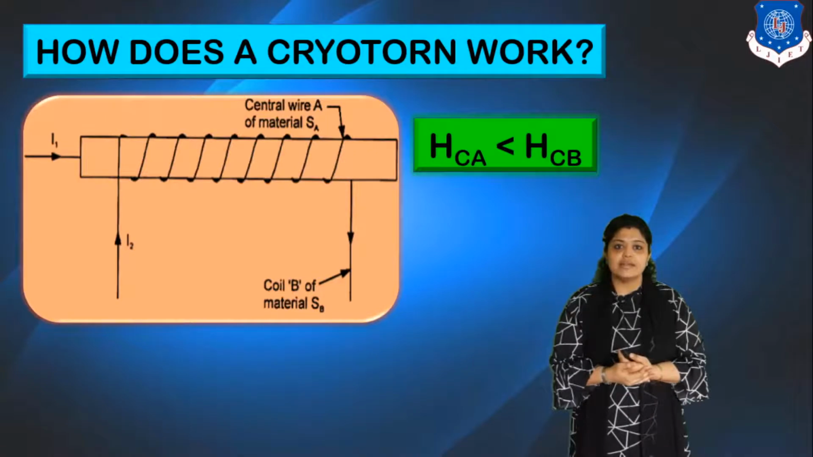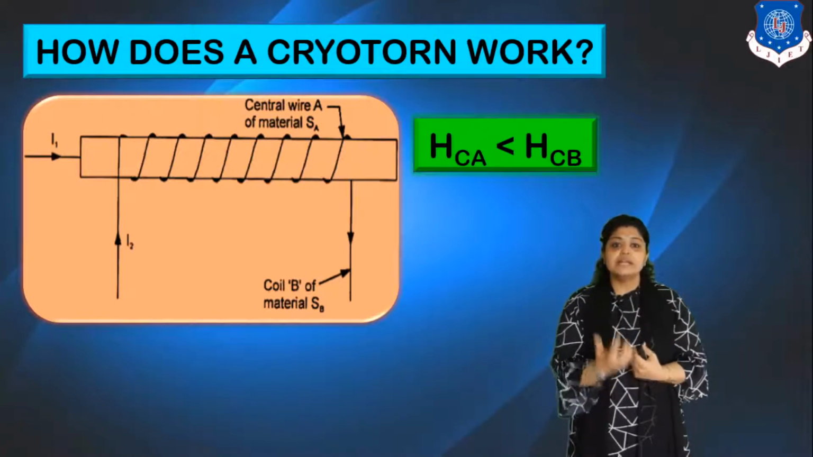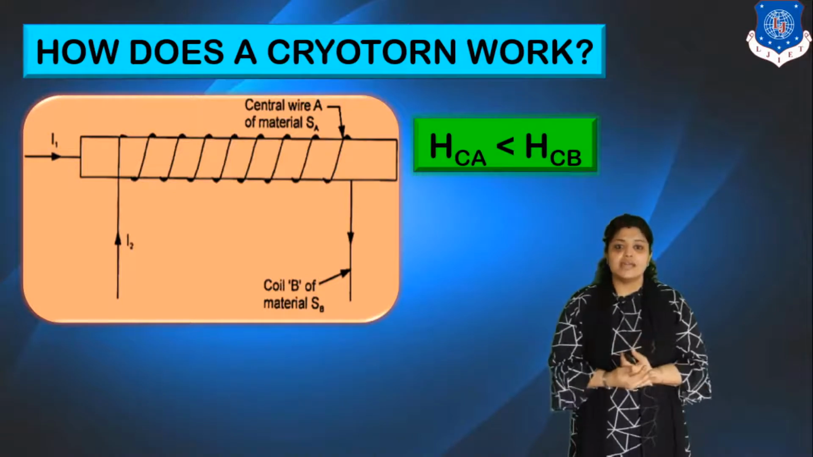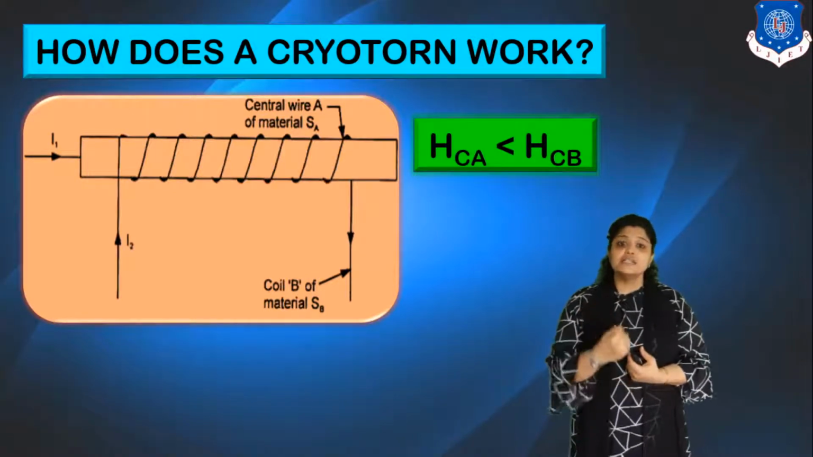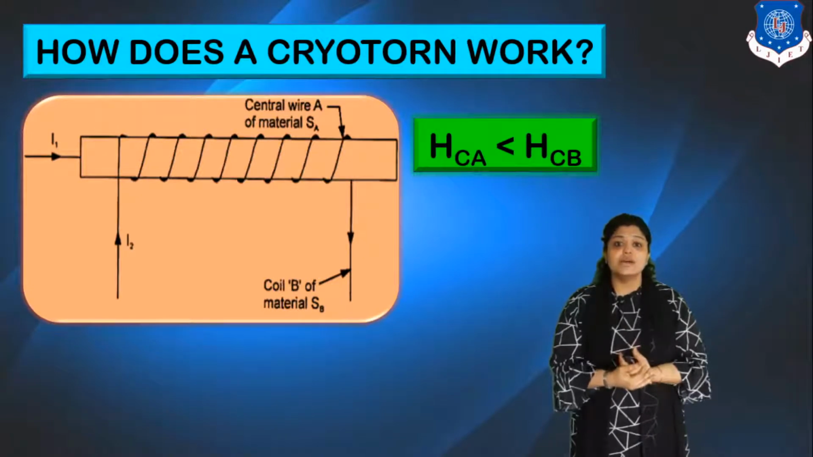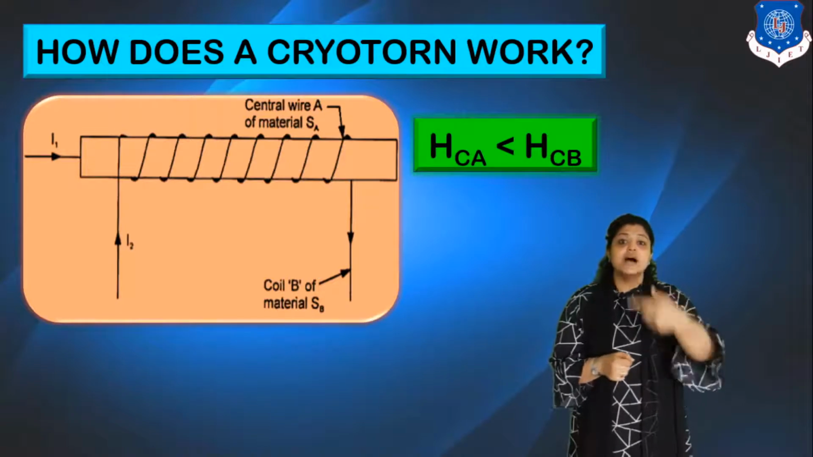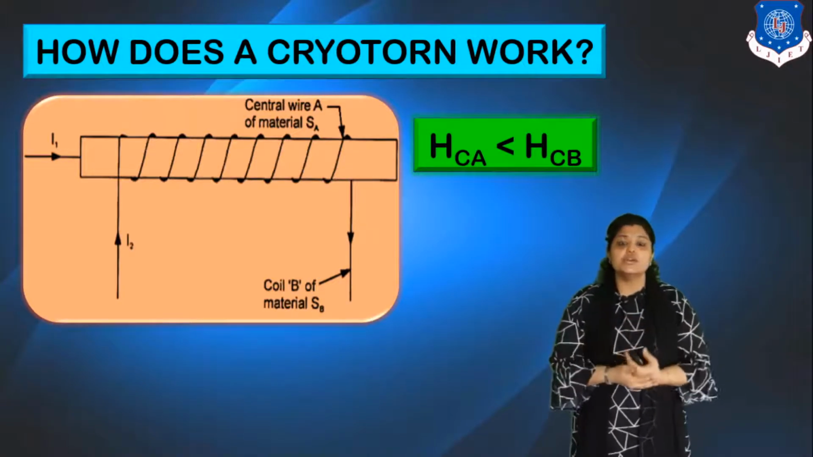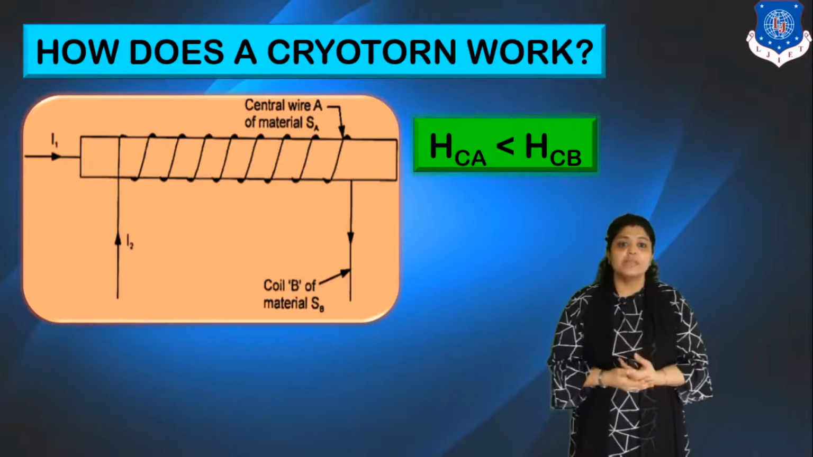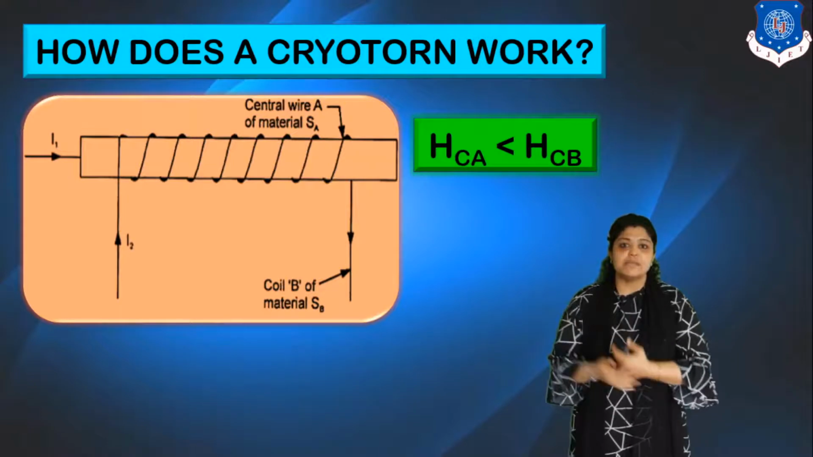Looking at the construction diagram, it has a simple core. I have just mentioned a material of, say, SA. SA indicates superconducting material A. The first cryotron which was discovered had a core of tantalum. On this core, what is done? A winding is wound. The first cryotron had a winding of niobium. So here I have just labeled coil B of a material SB.